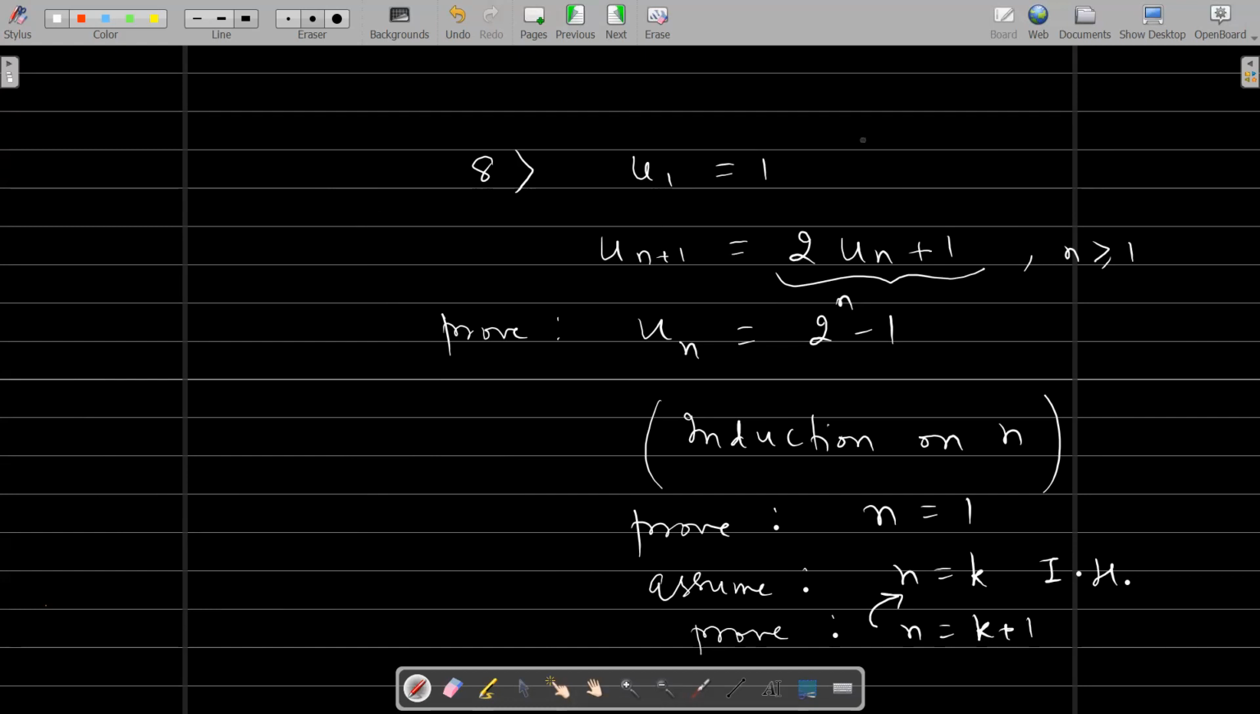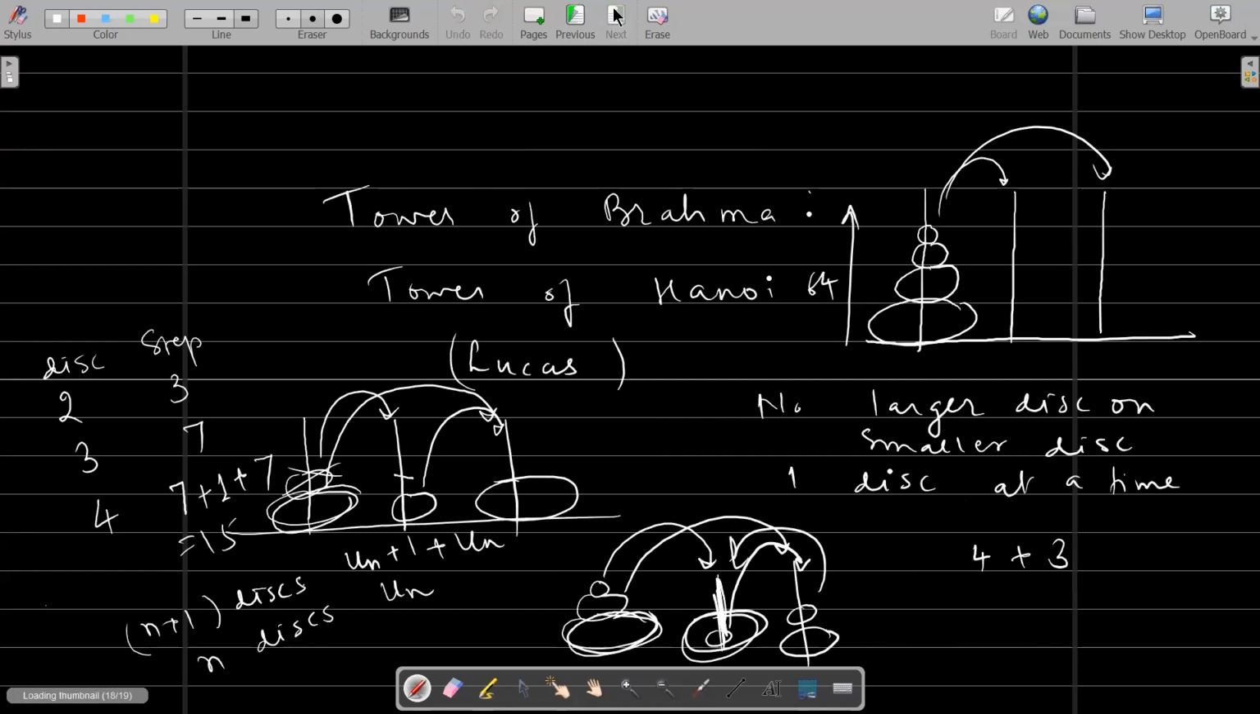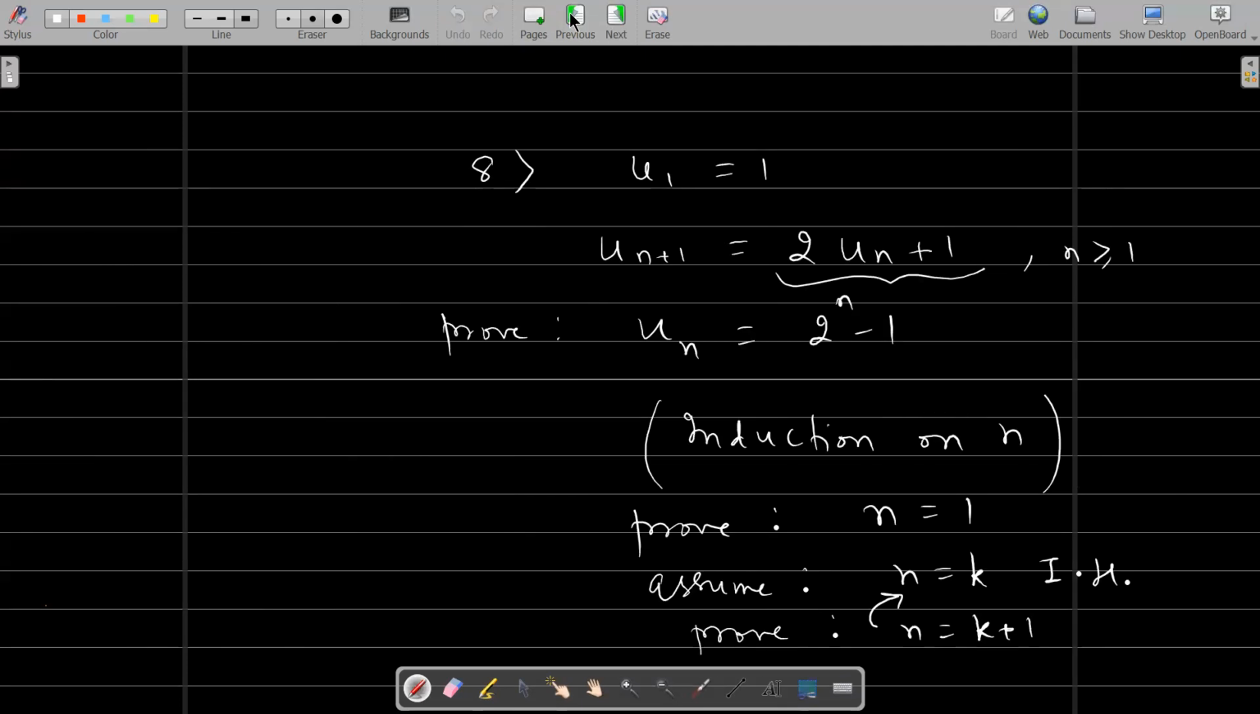And you can see the numbers, they essentially turn out to be of the form 2 raised to n minus 1. So 3, 7, 15, they are all one less than a power of 2. This is 2 square minus 1. 7 is 2 cube minus 1. 15 is 2 raised to 4 minus 1. So more generally you expect for n, answer is 2 raised to n minus 1. So u_n should be 2 raised to n minus 1. And that's given. We can do it by induction.